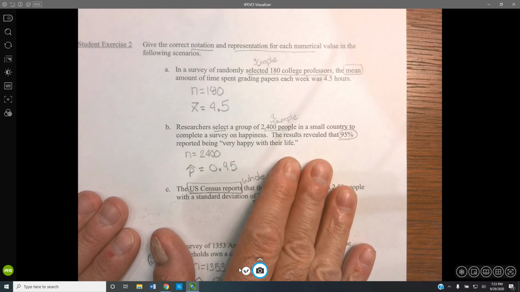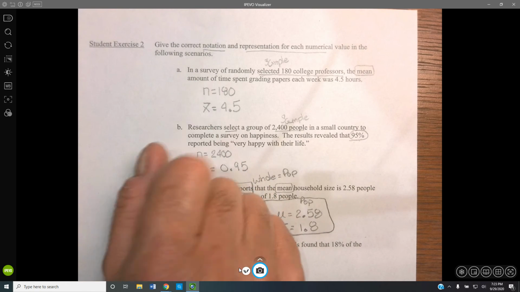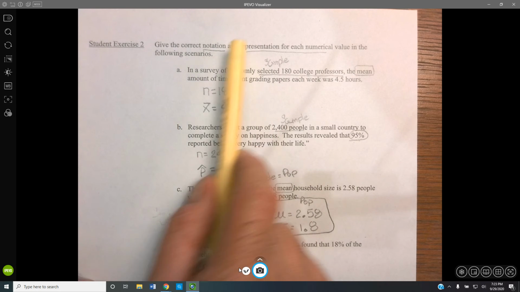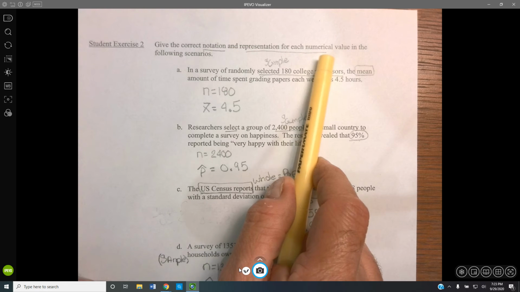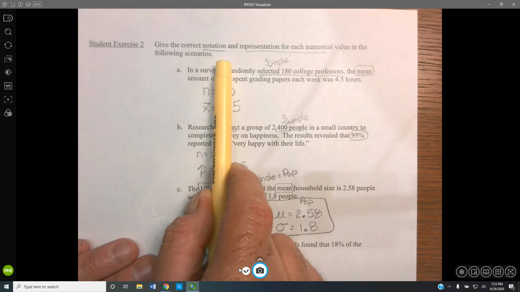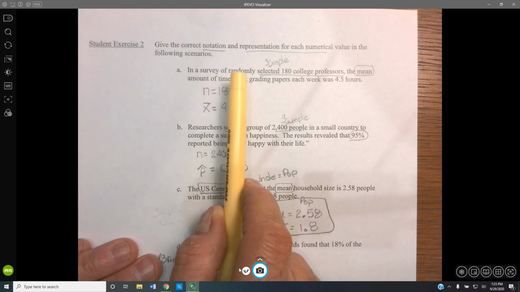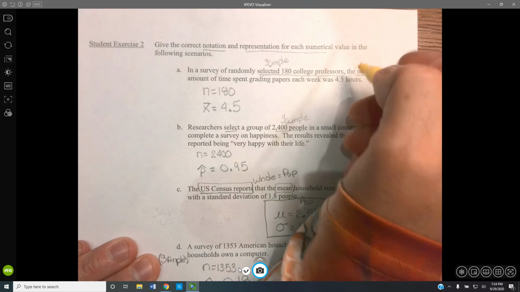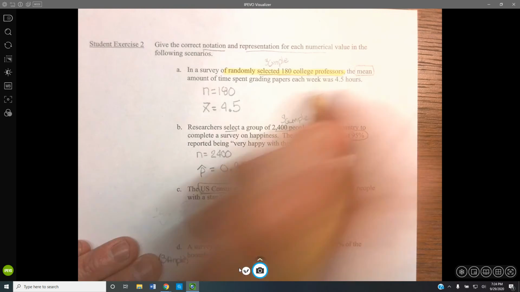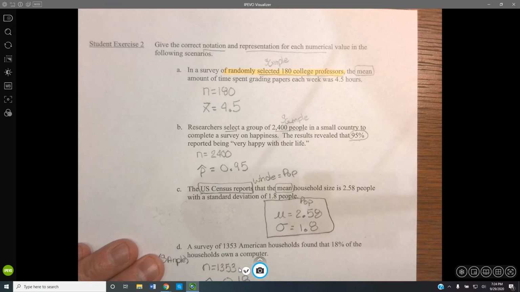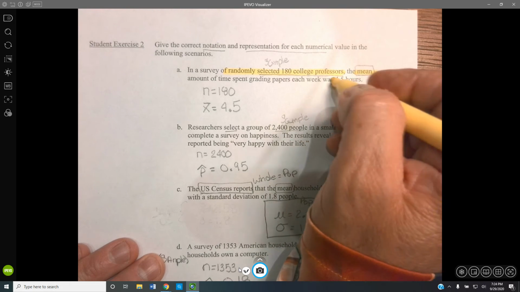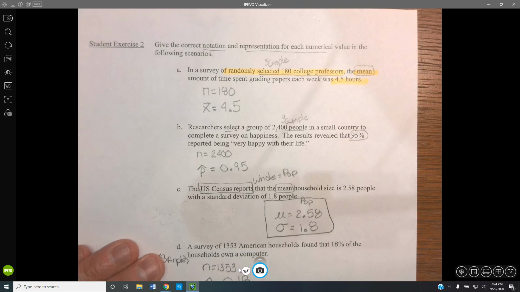So the first one that I have here in student exercise number 2, and I'm going to highlight the things, you can see I already have the notations written down. It says, give the correct notation and representation for each numerical value in the following scenario. In a survey of randomly selected 180 college professors. First of all, we have to realize that was a piece of sample data. They were randomly selected and there were 180 of them. So there's many more of them. In addition, there's a mean calculation here, and that mean is 4.5 hours per week.